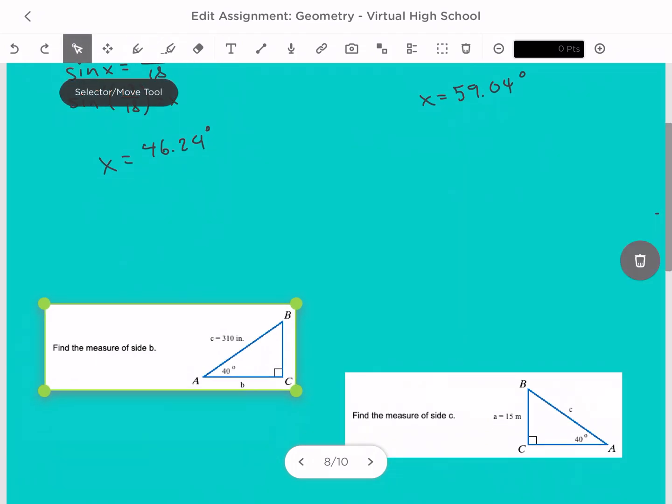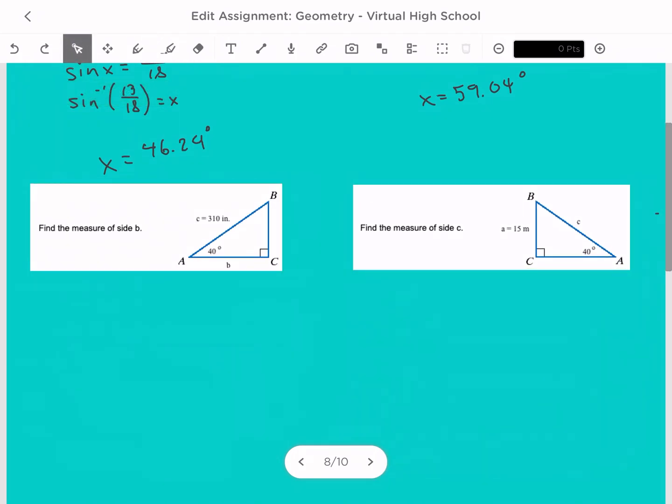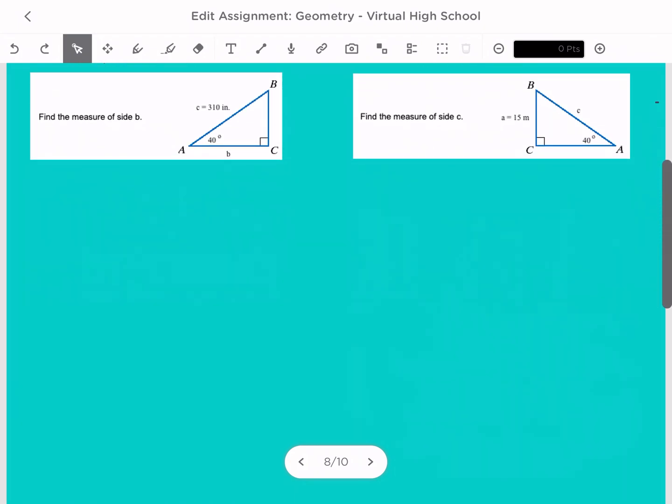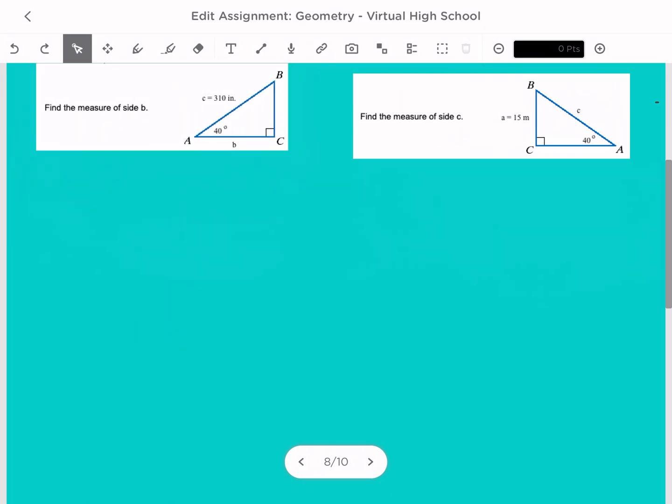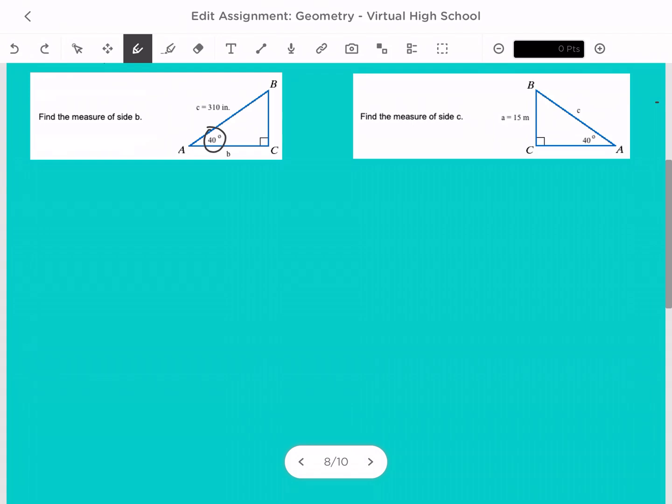All right, so we're going to do these two here. So now instead of trying to find the missing angles, we're going to try and find missing sides. So I know I'm starting from 40 degrees. And let's see if I can identify the sides here. So this is the opposite side, that's the hypotenuse, and that's the adjacent side. So I have information about the hypotenuse, and I want to know about the adjacent side. I don't want to know anything about the opposite, so I'm going to cross that out.